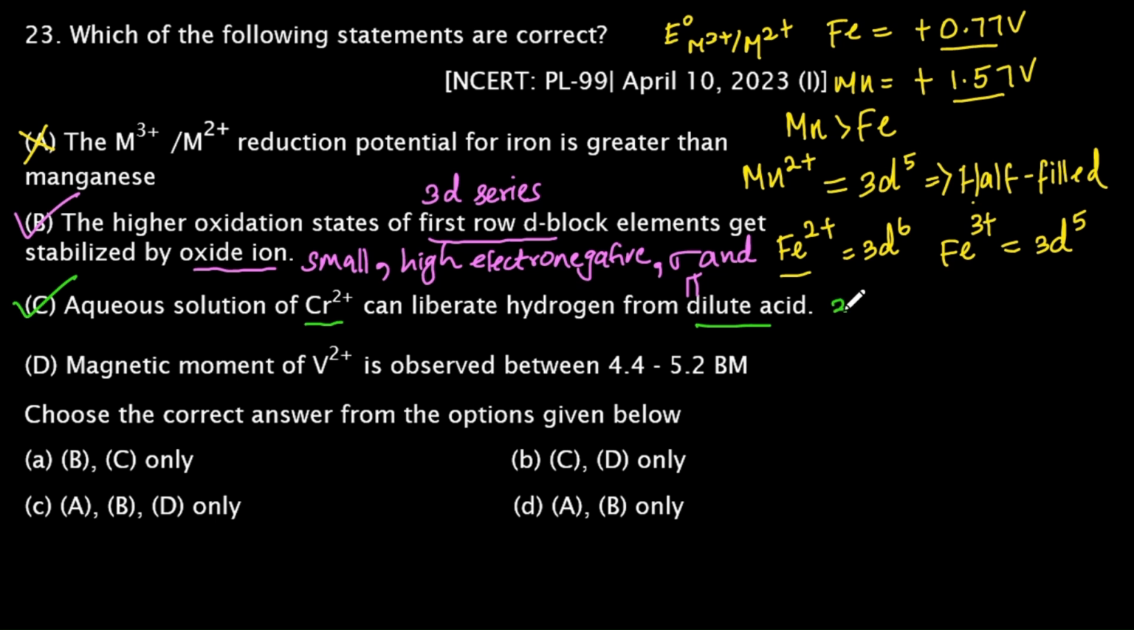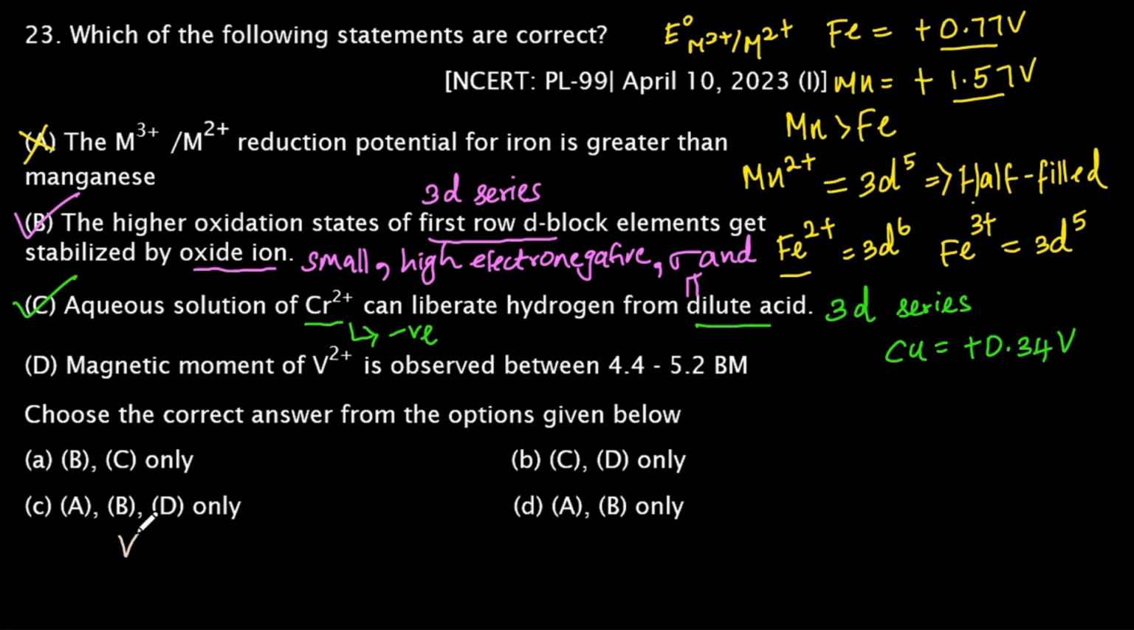So we already saw in key concepts itself, in 3D series, copper alone is having positive reduction potential value. So copper alone cannot liberate hydrogen from dilute acid, while all the other 3D elements can liberate hydrogen from dilute acid, and the Cr2+ is having negative electrode potential value, so it can liberate hydrogen from dilute acid. Then going to the fourth statement, magnetic moment of V2+ is observed between 4.4 to 5.2 BM.